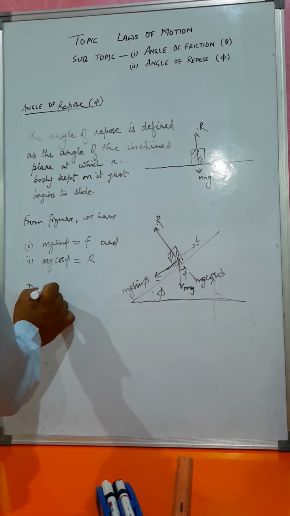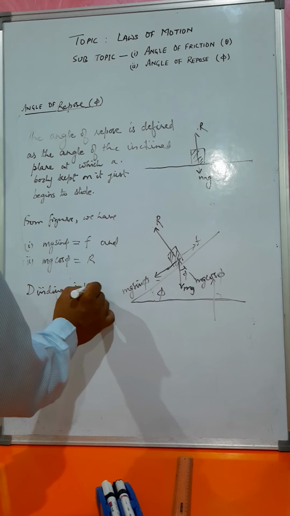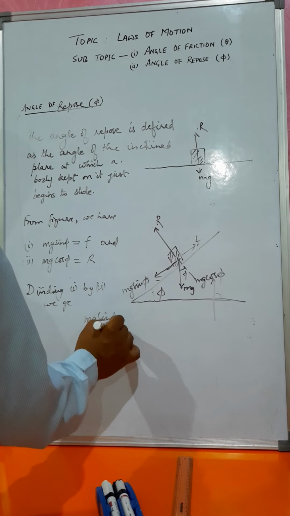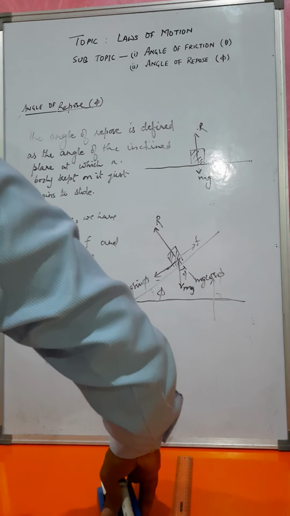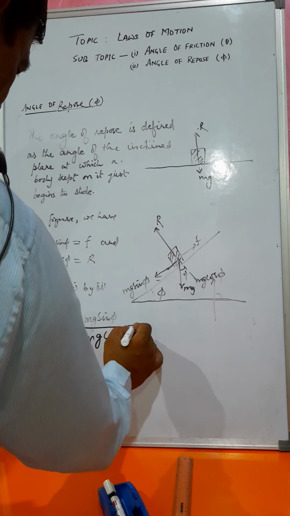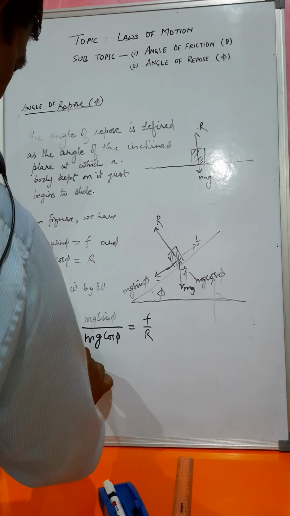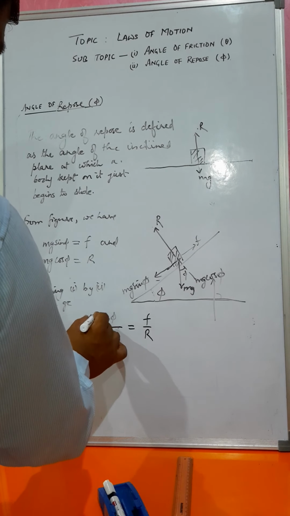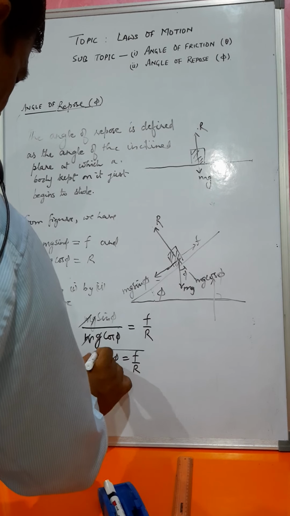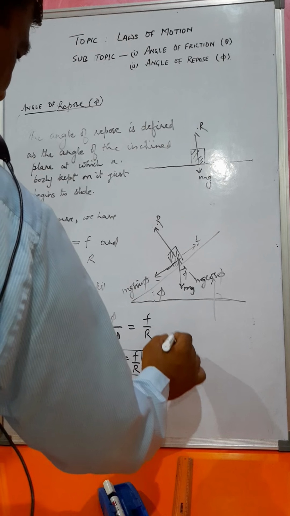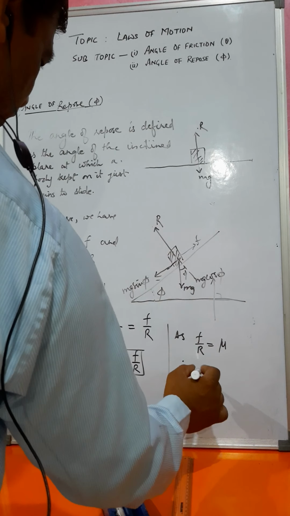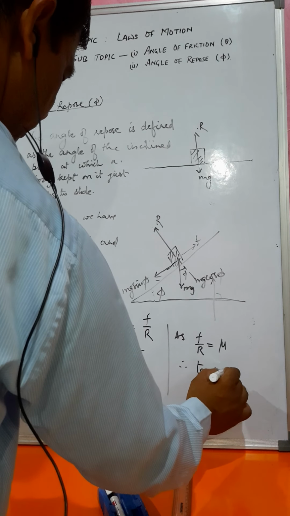Now dividing 1 by 2, what do we get? We get mg sin phi by mg cos phi is equal to f by R. The mg will cancel out, so sin phi by cos phi, that is tan phi, is equal to f by R. Now as f by R is equal to mu, that's why tan phi is equal to mu.